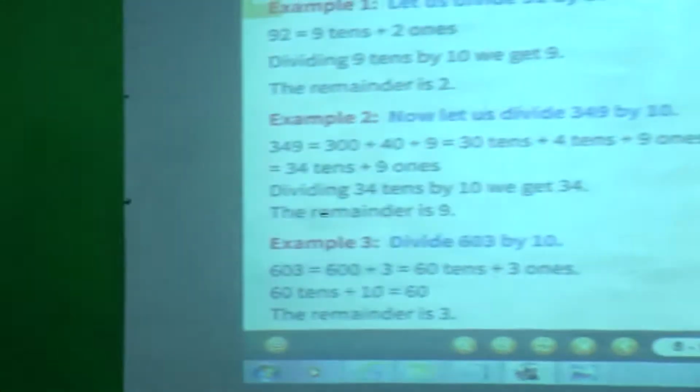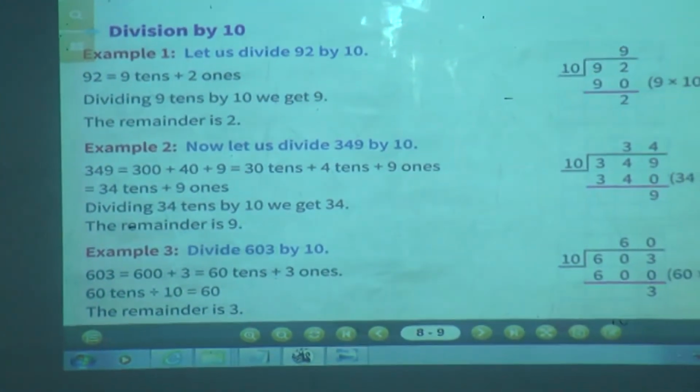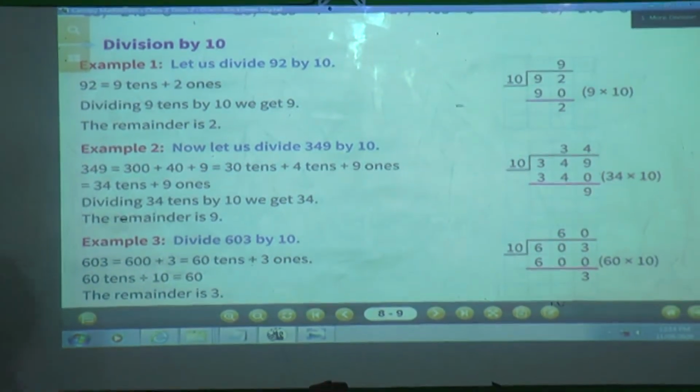Dear students, in our last session we have completed exercise 1.5. Now today we will see the next part. So open your textbook, page number 9. Look at the board. The next part is division by 10. How to do division by 10? Let us see.